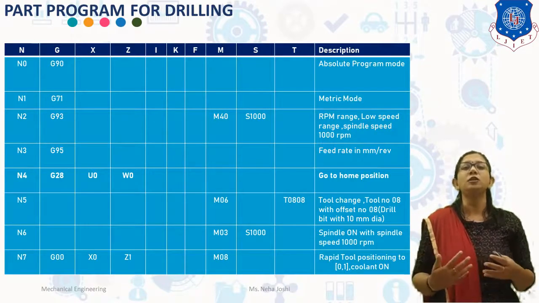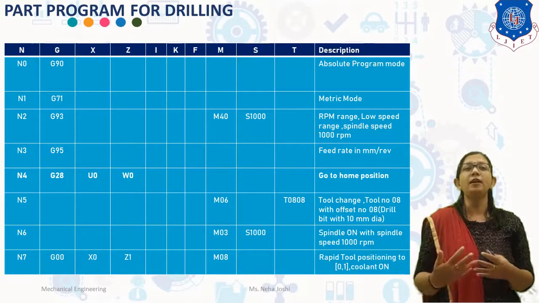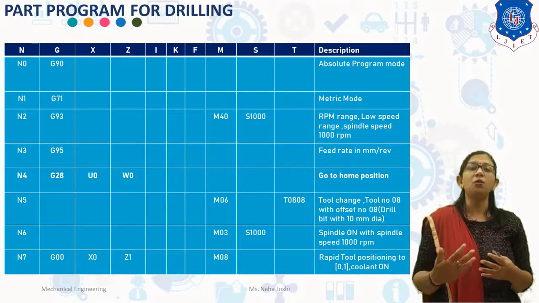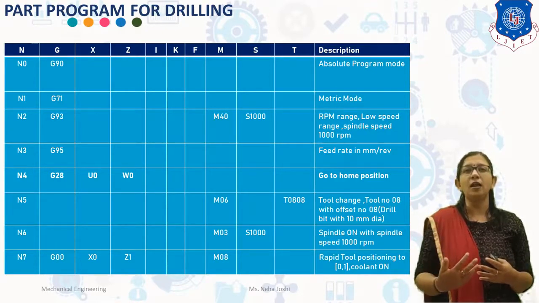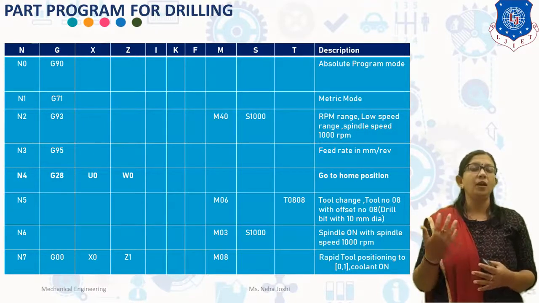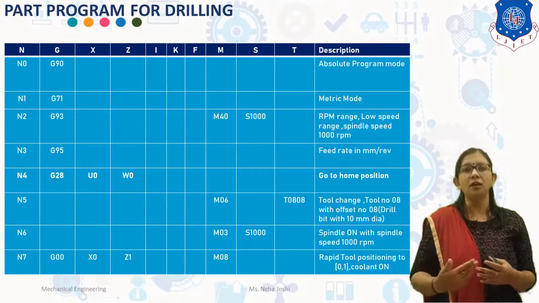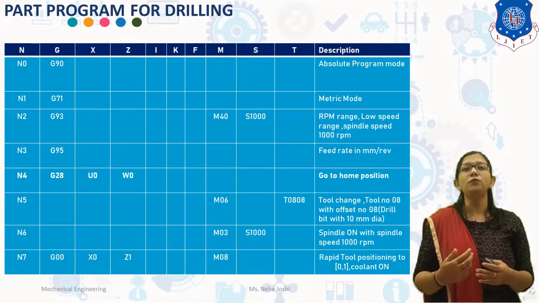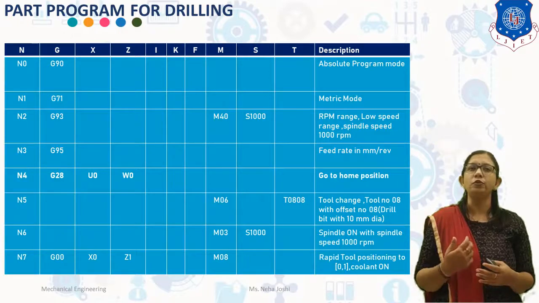G93 code is used for the speed range. M40 indicates the low speed range because the spindle speed is 1000 rpm. As 1000 indicates the spindle speed is 1000 rpm. After that next sequence is N3. G95 code is used for the feed rate in mm per revolution.